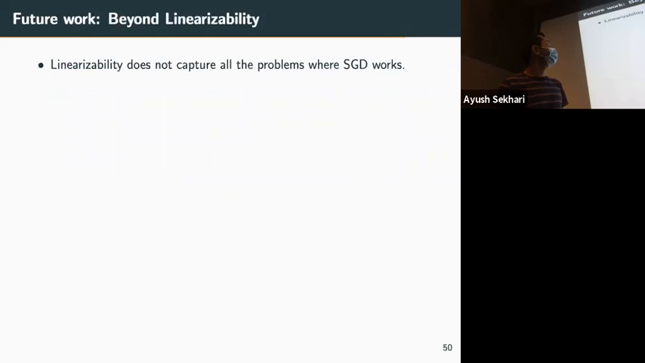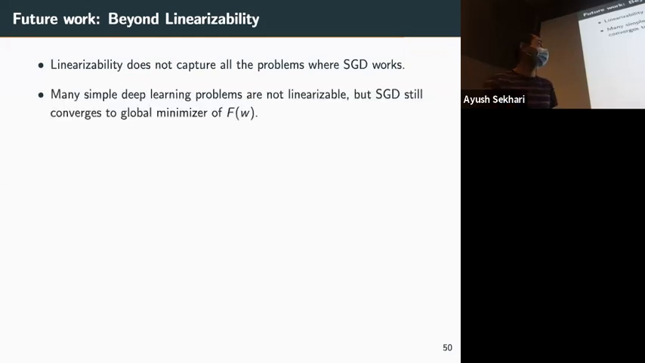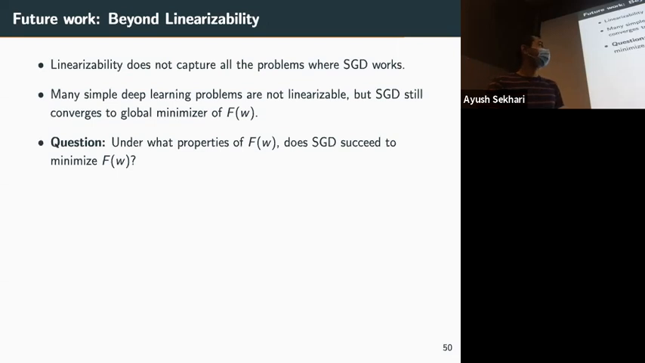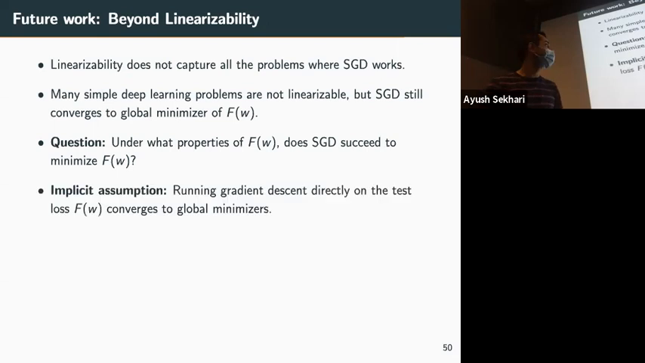And finally, this idea of linearizability that I discussed towards the end, which captures neural networks, is also not sufficient because we know there are many deep learning settings which are not linearizable, but SGD works in practice for these problems. And so the question which I'm very interested in for future work is what other properties of the test loss imply that SGD succeeds to minimize this test loss.